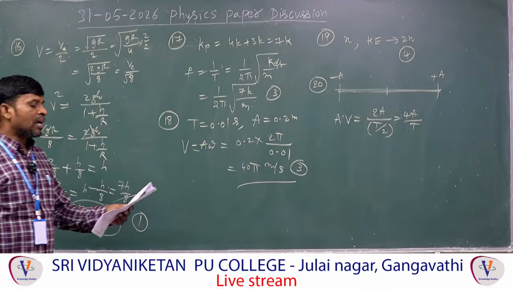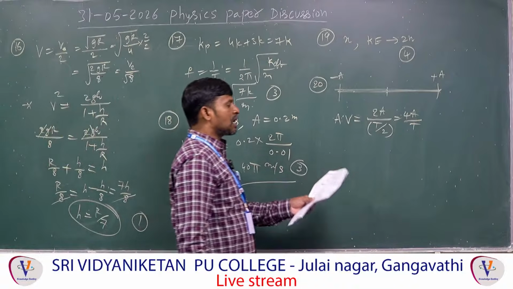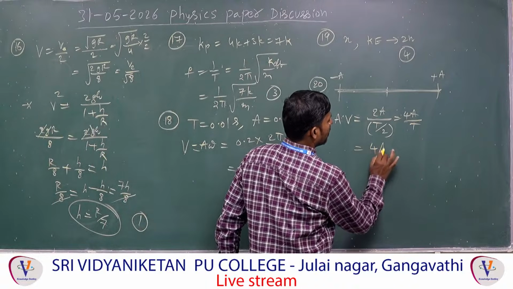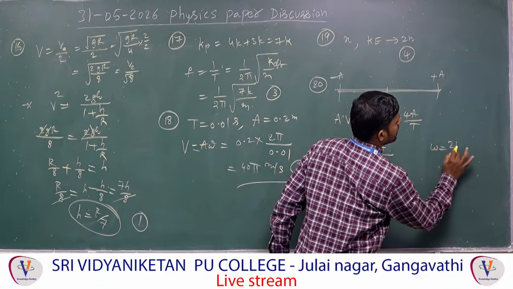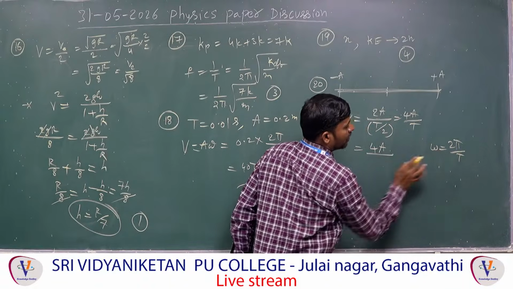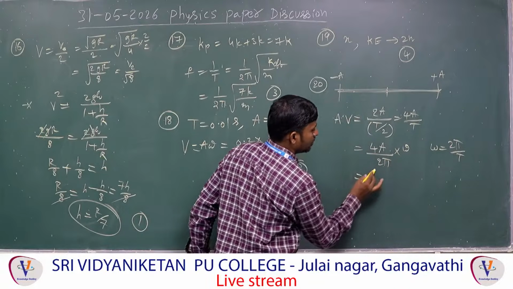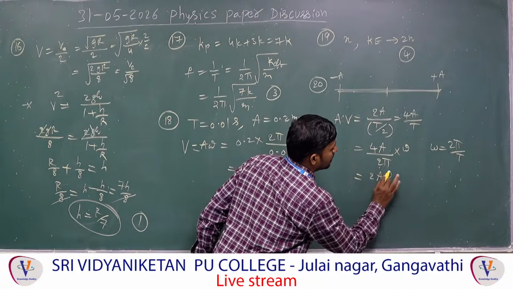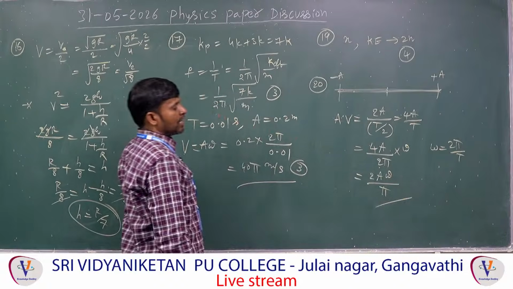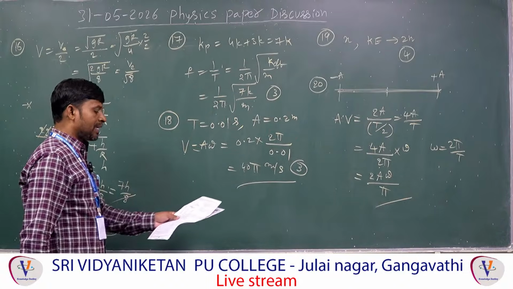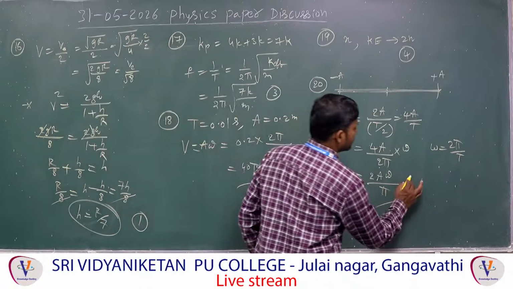4a by T, but the given question is in terms of omega. Omega is equal to 2 pi by T, therefore T is equal to 2 pi by omega. That's why 2a omega by pi. Fourth option.